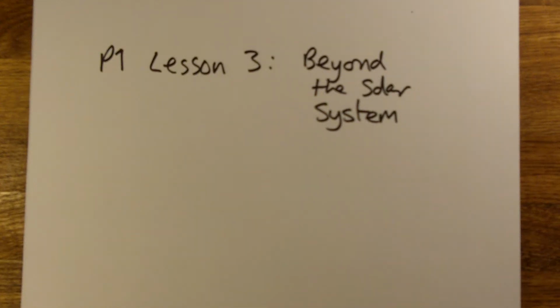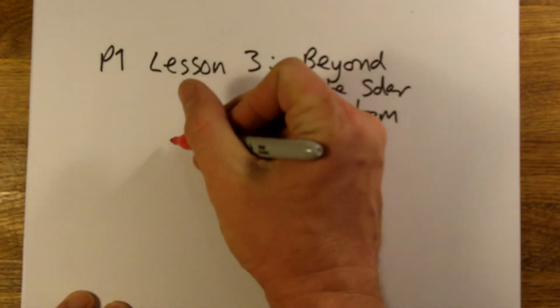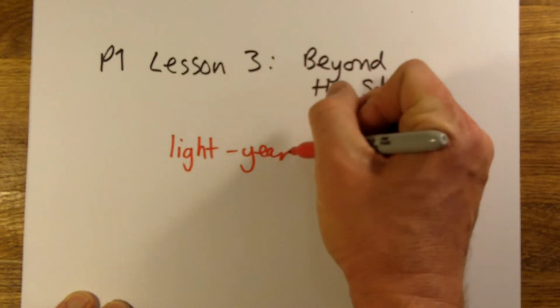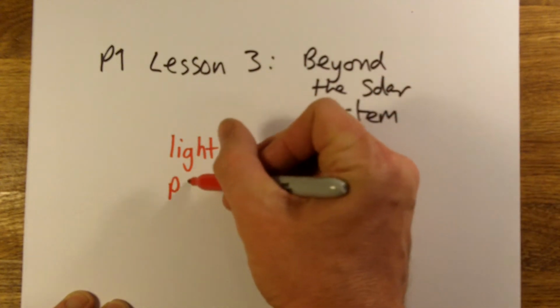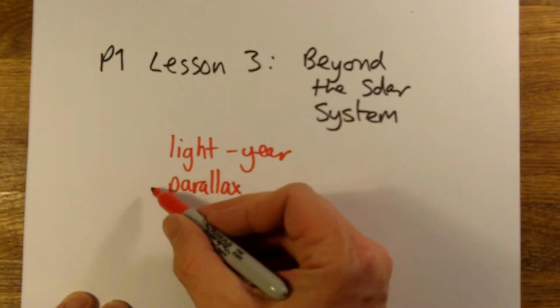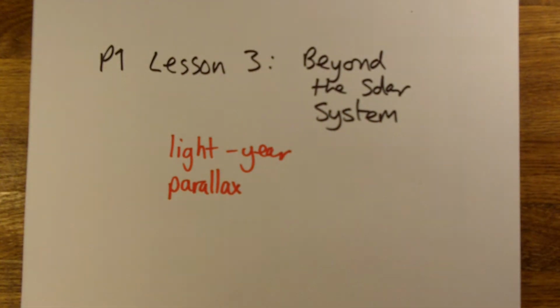Hi, this is lesson 3 on P1 for OCR 21st Century Science, and we're looking at beyond the solar system. So keywords for this section are light year and ways of measuring distances to the sun by the process of parallax.